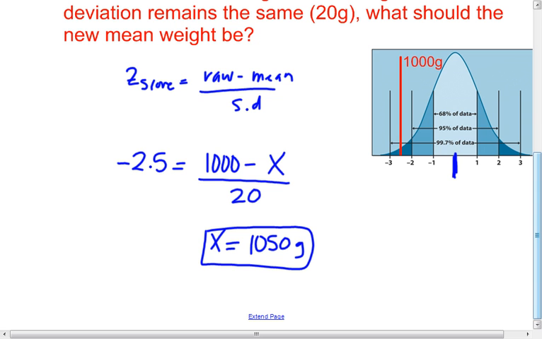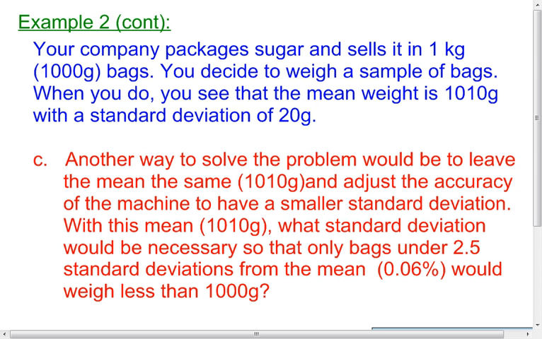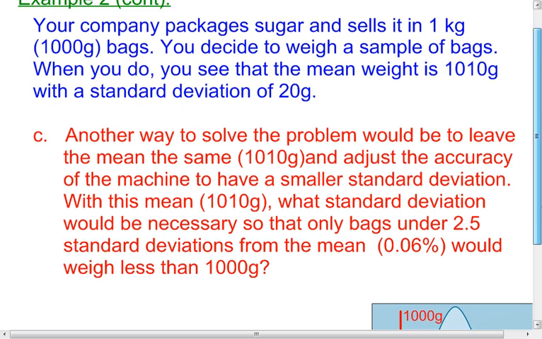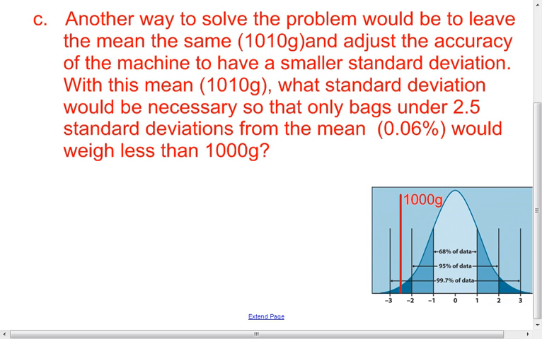Now, the problem with that is you're putting a lot of sugar in. You're giving a lot of people a lot of extra sugar, and of course that is costing you money and product. So another way to solve the problem would be to leave the mean the same as it was originally, which is 1,010 grams, and try to fix the machine so that it's a little bit more accurate. And the more accurate the machine is, the smaller the standard deviation it will have.